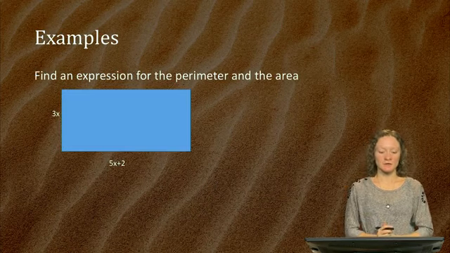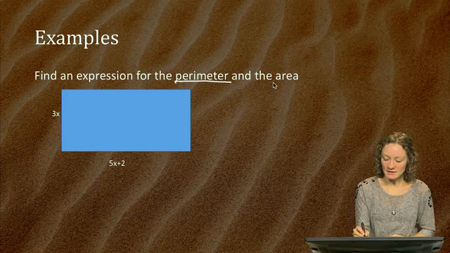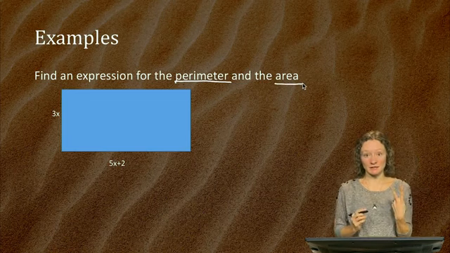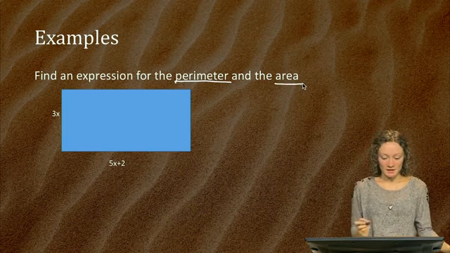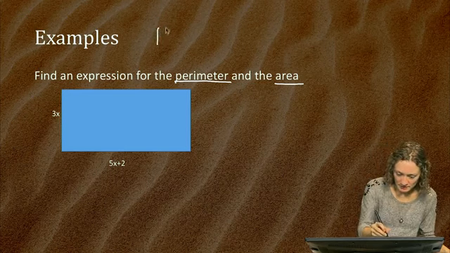Okay, our first example. So we have a picture, and we want to find an expression for the perimeter and the area. So basically, we're being asked two different questions. To find an expression for the perimeter, first we need to have the perimeter formula. So let's write that up at the top here.